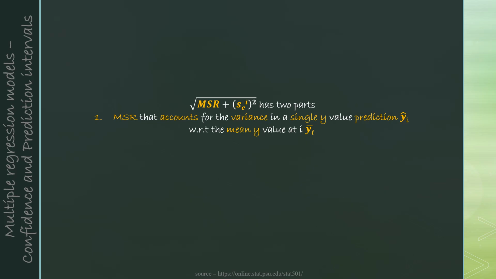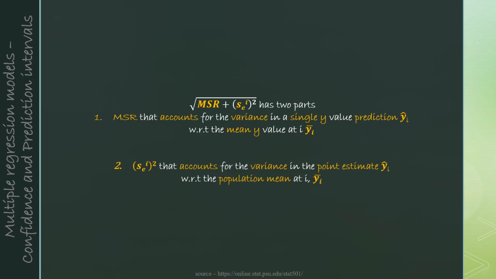The standard deviation part in the above equation, that is square root of mean residual sum of squares MSR plus SEI square, has two parts. The first one, MSR, accounts for the variance in a single y value prediction yi hat with respect to the mean y value at I, yi bar, and the second one, SEI square, accounts for the variance in the point estimate yi hat with respect to the population mean at I, that is yi bar.